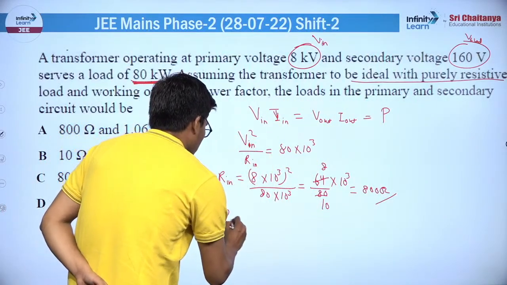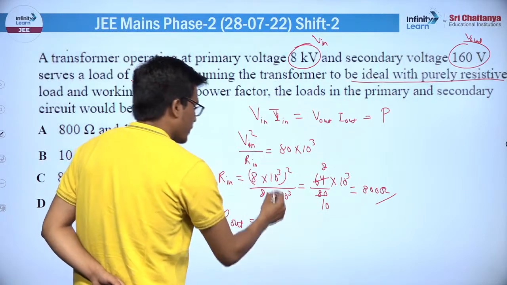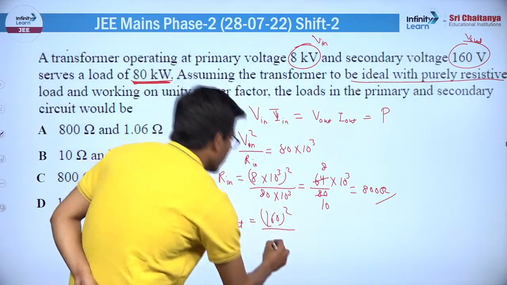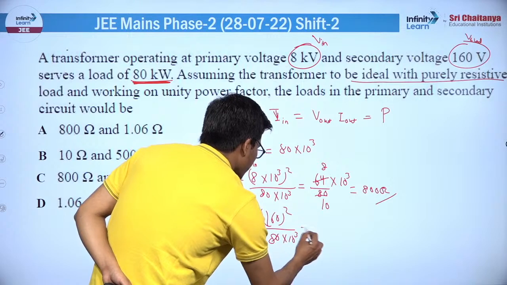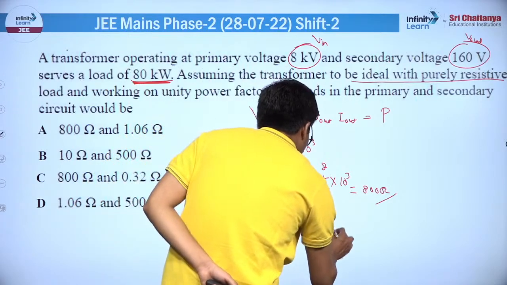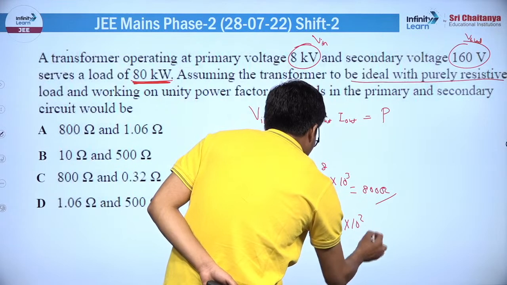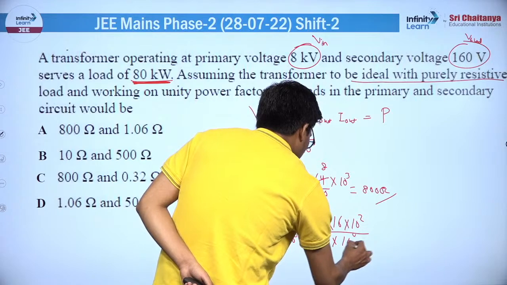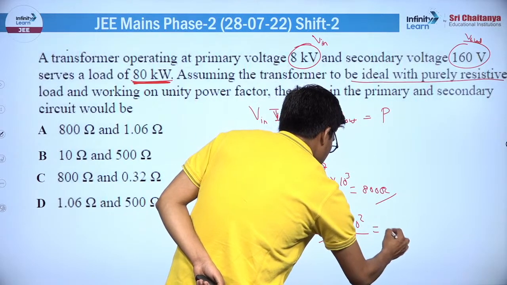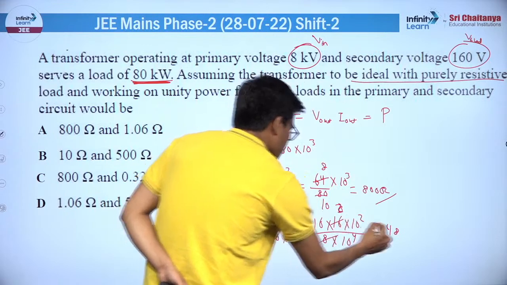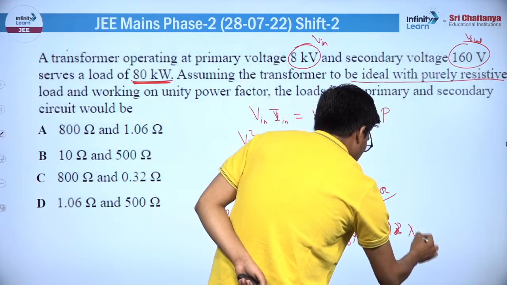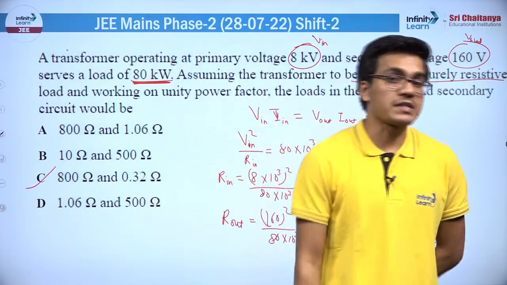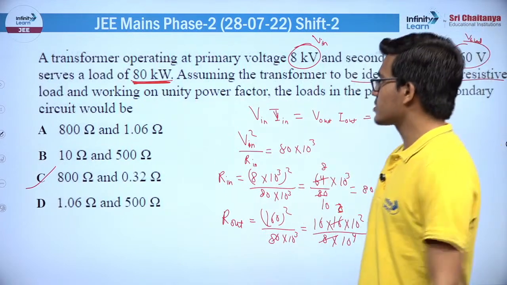Let us check the output. For the output, the same formula: V output square, where V output is 160, divided by power, where power is 80 into 10 to the power 3. So it will be 16 into 16 into 10 to the power 2 divided by 8 into 10 to the power 4. So it is 32 into 10 to the power minus 2, meaning 0.32 should be the right answer. It means the C option is the correct one. Again a direct formula based question.